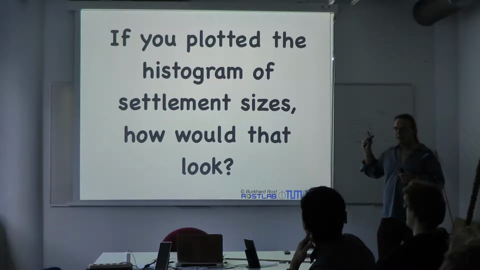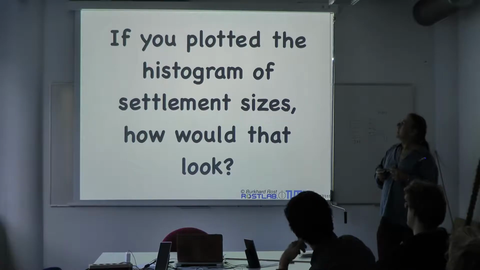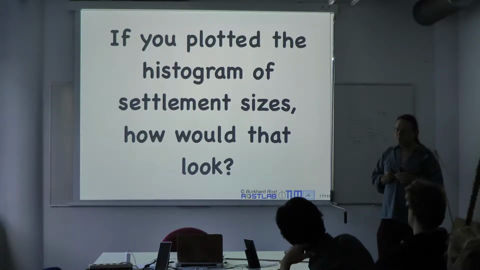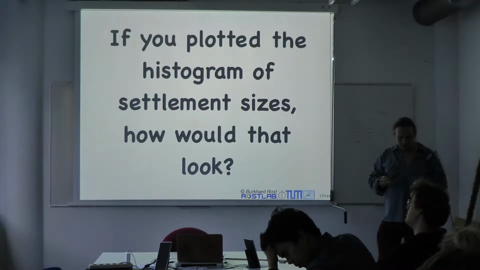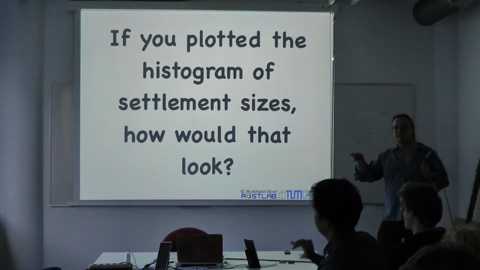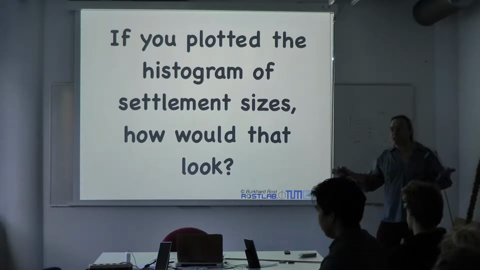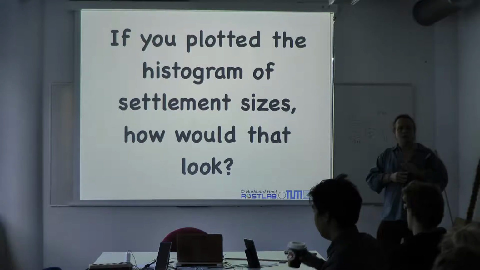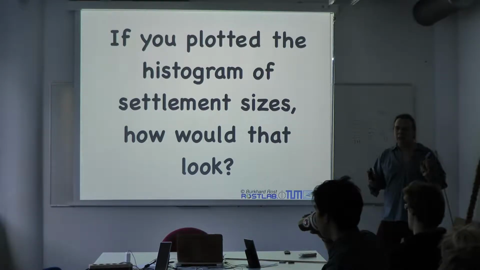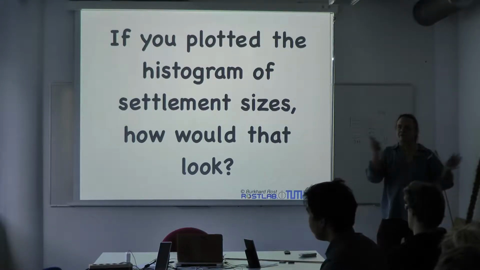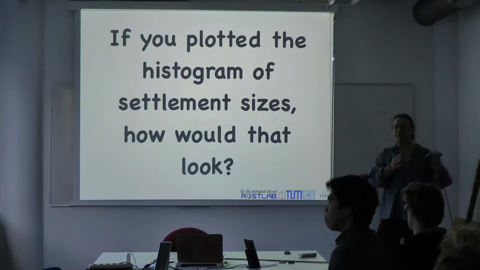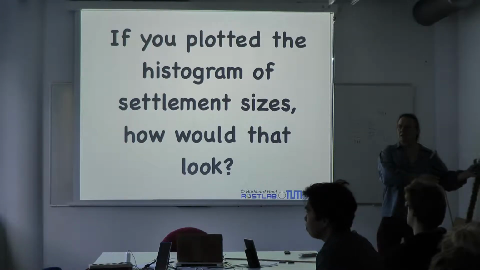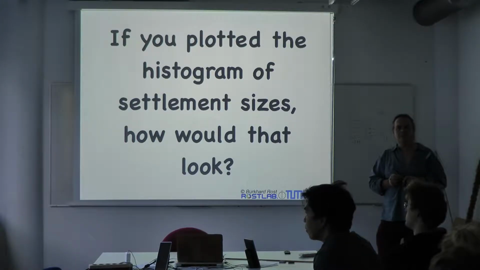Now, here's a different story. Assume you plotted the size distribution of settlements, cities, towns, and everything. You looked over the entire globe, and you asked how many cities do you have with 25 million, how many with 20 million, and so on. Right? What kind of distribution do you expect?